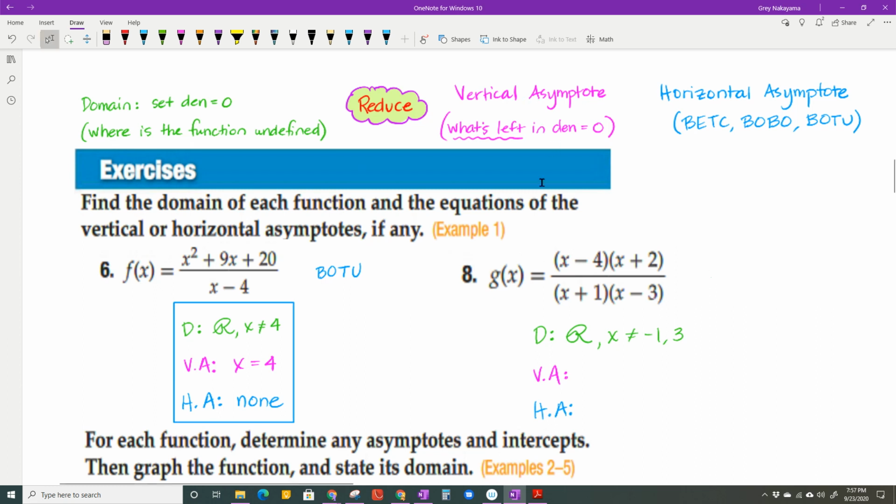Okay, I try to reduce it. There are no common factors on the top and the bottom. So my vertical asymptote is what's left in the denominator. Well, that's everything.